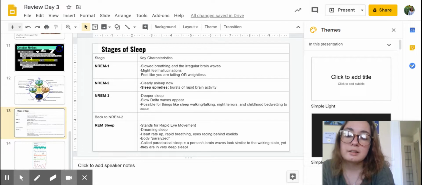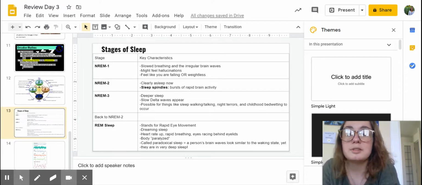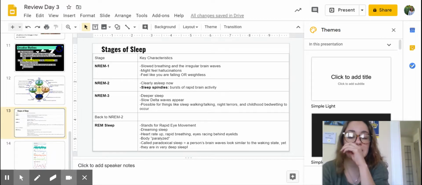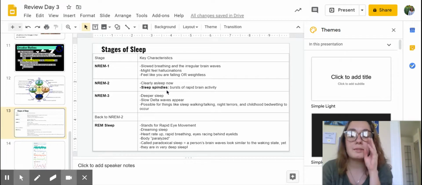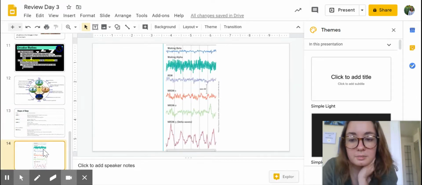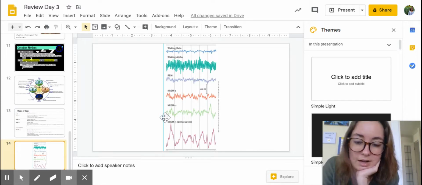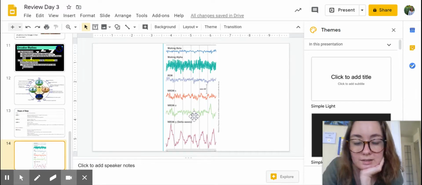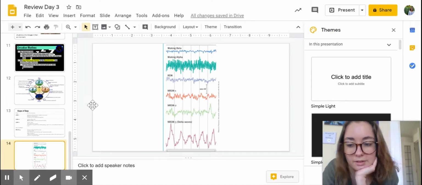Then once you're clearly asleep, you get into non-REM 2. The big thing about this stage is sleep spindles happen. These are just kind of random bursts of brain activity that are sporadic during this stage. You can see here, let's look at our brain waves. Non-REM 2, it might be this little jolt here. It's staying the same, then you have a little burst.